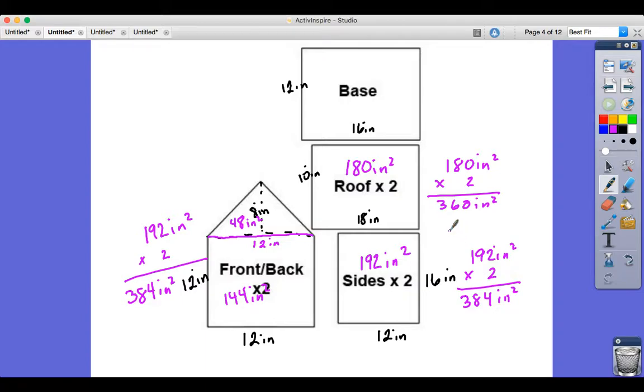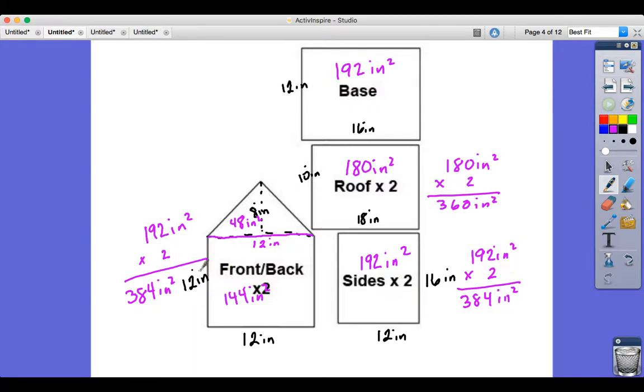Now we're trying to remember the goal. We're trying to figure out how much gingerbread we're using to make our gingerbread house. Now the base, it's another rectangle. It's 12 inches by 16 inches. So that's going to give us another 192 inches squared. Now how many bases do we have? You would think 2, but we only have one. Okay, so what we're going to do is take all of these numbers and add them all up.